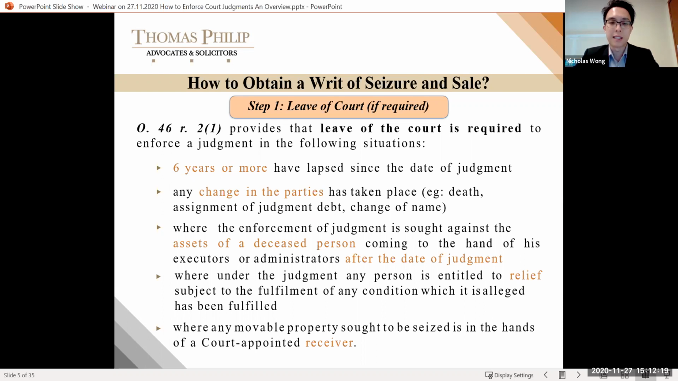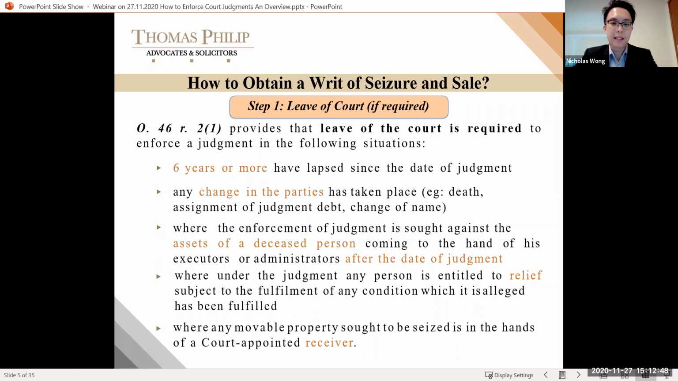Another situation in which you need leave is if there's any change in the parties. A common one is that one of the parties dies. If your judgment debtor dies, then you will need leave because you will then be starting proceedings against their estate, in effect against whoever is the administrator or executor of the estate. If the judgment creditor dies, then it's the reverse: it is whoever is managing that person's estate having to seek leave to bring execution against a debtor of a dead person.